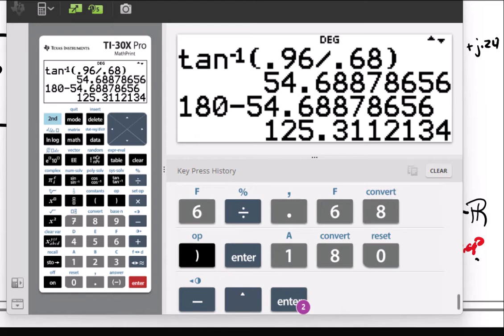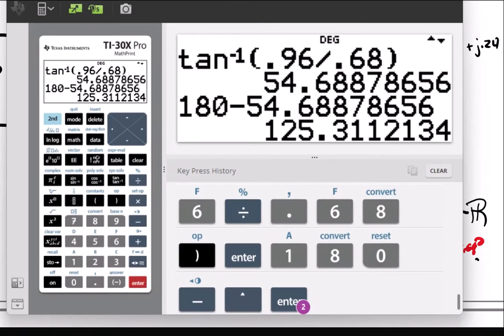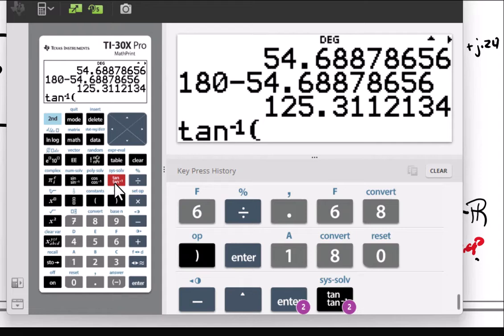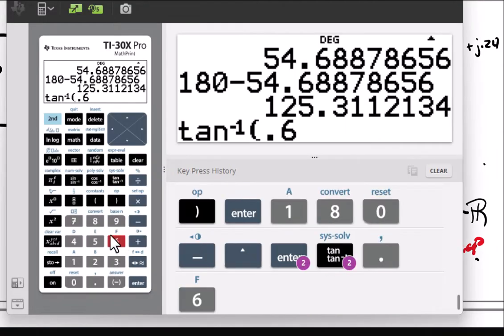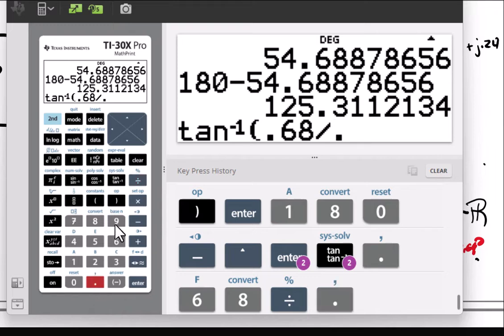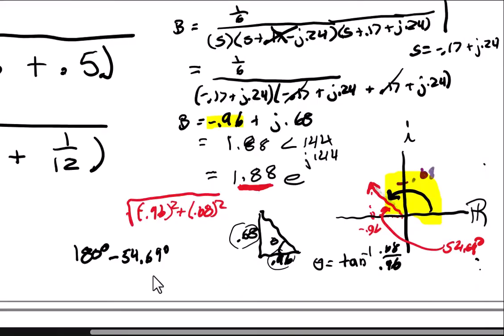You see, if we were doing this live, you could have said, hey, you're doing the wrong ones. So the opposite is 0.68 and the adjacent is 0.96. Oh wait, that's what I wrote here. I just did not do it that way on the calculator. So the inverse tangent of, get it right this time, 0.68 divided by 0.96, and that gets me 35.3 degrees.